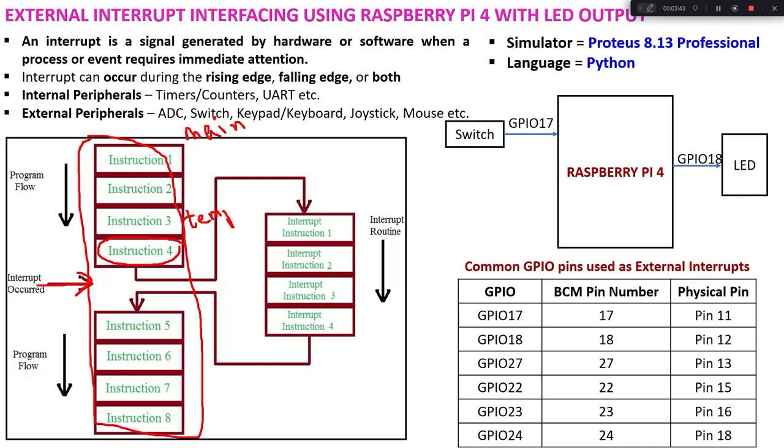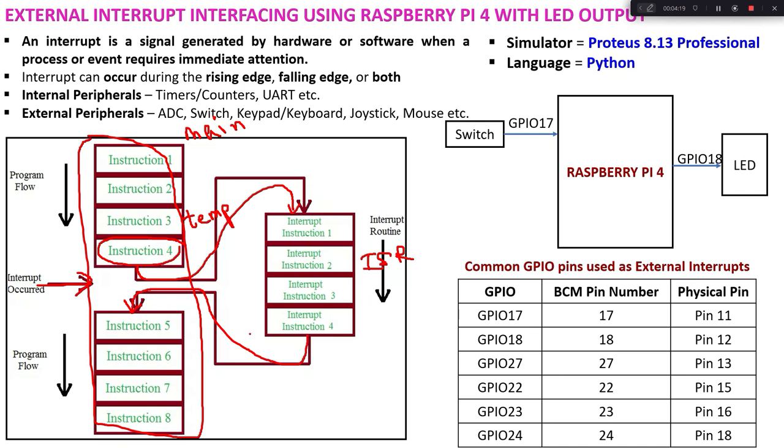After stopping the main program, the program control will go to the ISR. ISR stands for interrupt service routine, where the CPU will execute a program, so that the service required by the peripherals will be satisfied. After completing the ISR, the program control has to come back to the main program, and the CPU will keep on executing the main program. That is how the interrupt is serviced.